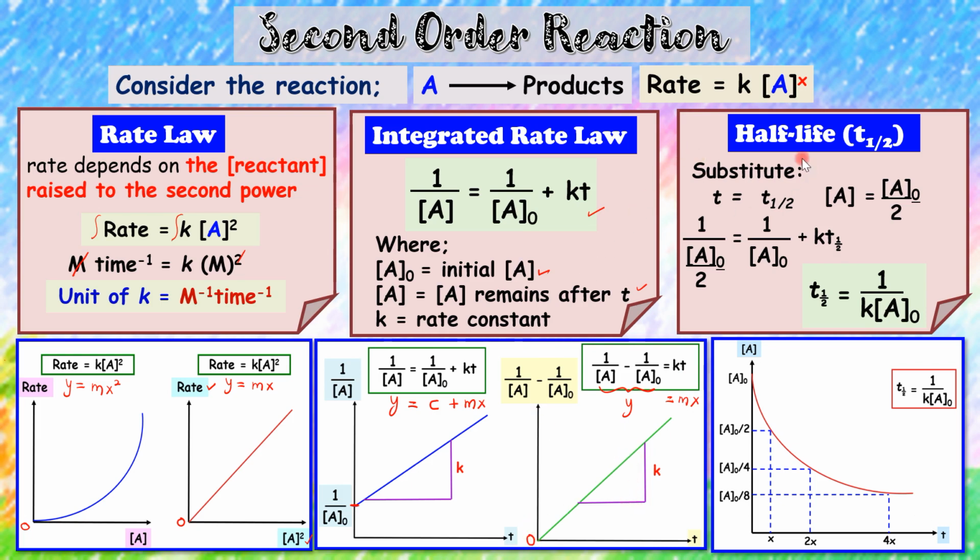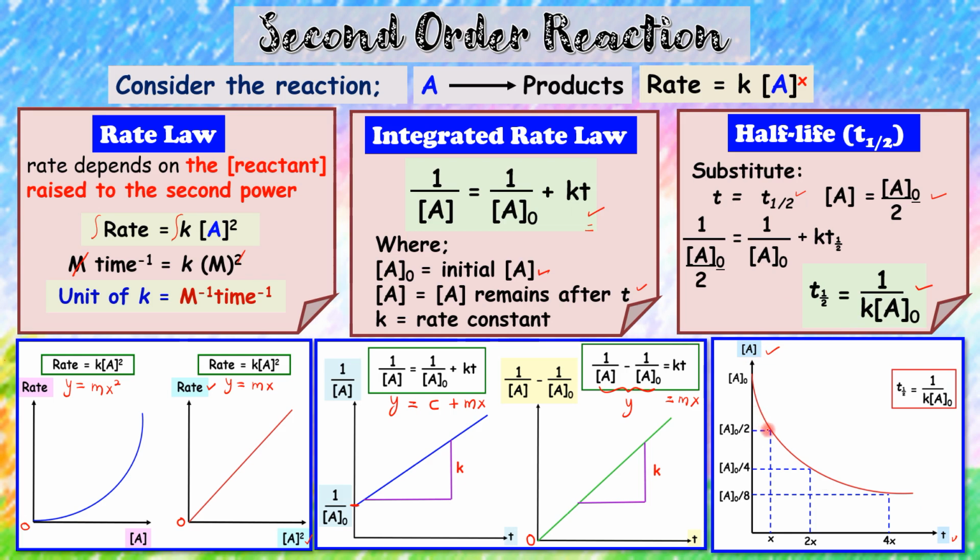Next, we move to the half-life. If we substitute T equals T half and concentration A equals concentration A naught over 2 into the integrated rate law, we get this expression: T half equals 1 over K concentration A naught. For the half-life graph, we can plot concentration A versus time.